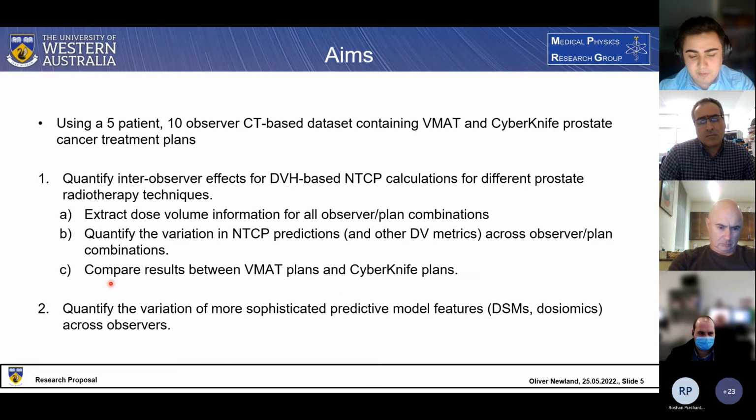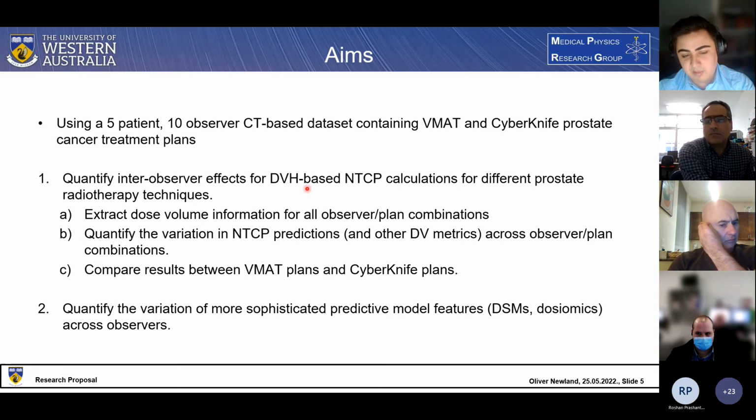And then after that, I'll basically be repeating that process, but instead of using these DVH-based NTCP variations, we'll be looking at variations in dose surface maps and doseomics.